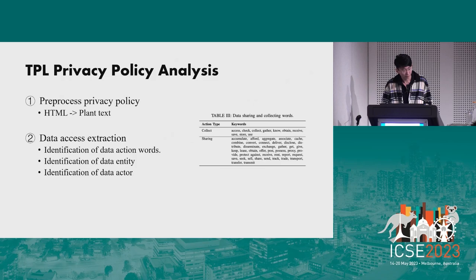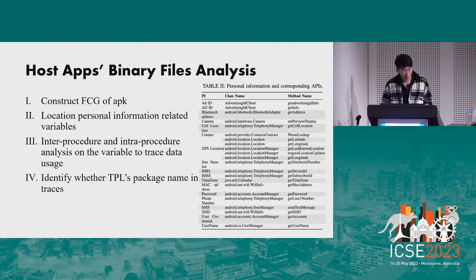Next, for the host apps, we also concentrate on the third-party related usage. We first construct the function call graph of the app, and then we locate the statements related to processing information-related variables. Then we conduct inter-procedure and intra-procedure analysis across the function call graph to trace the variable usage in the data flow. And then we identify whether the third-party library's package name is in the traces to determine whether the host app shares the data with the third-party libraries.